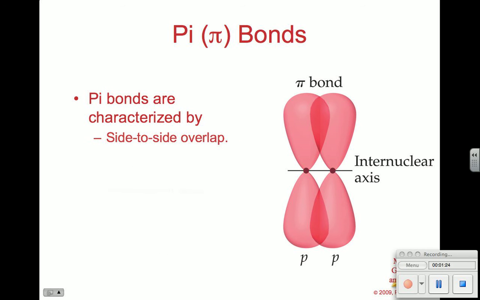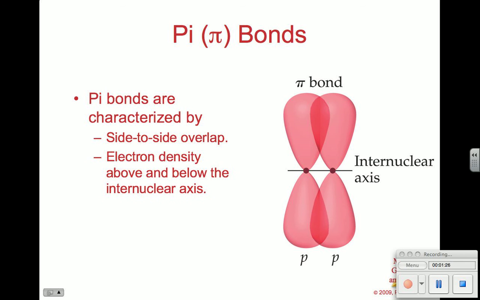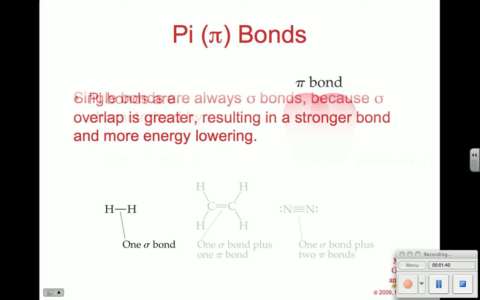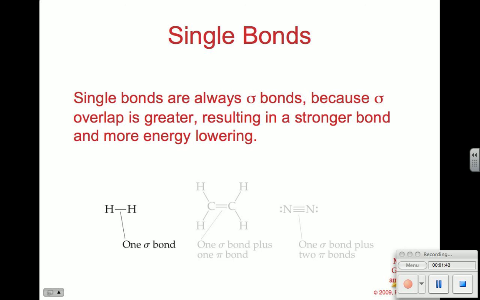Now, the other type of bond are called pi bonds. Pi bonds are side-to-side overlapping orbitals. So rather than the orbitals being on the same axes, they're actually above and below the axes of the nucleus. So how this plays out is all sigma bonds, or single bonds, are sigma bonds, where basically the electrons are on the same axes as the nucleus. And this gives a stronger bond and more energy lowering when a sigma bond is formed.